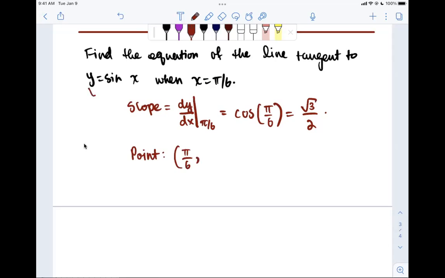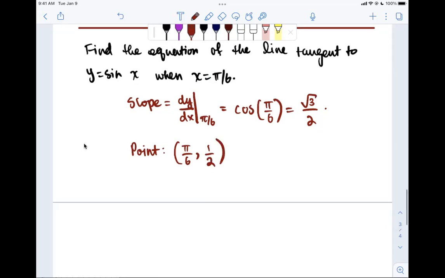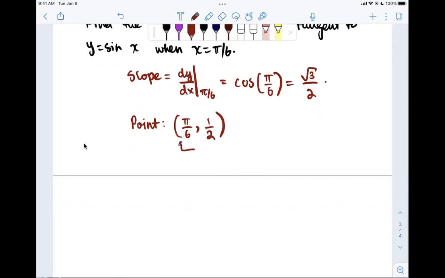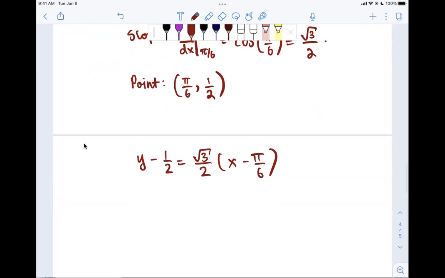And then y is going to be sine of pi over 6, which is 1/2. And then we can write down the formula for the line. So we're looking for a line that goes through this point, (pi over 6, 1/2), and has slope root 3 over 2. So that's going to be y minus 1/2 equals root 3 over 2 times x minus pi over 6. And you can simplify that to whatever form you need. This is going to be the equation for the line.